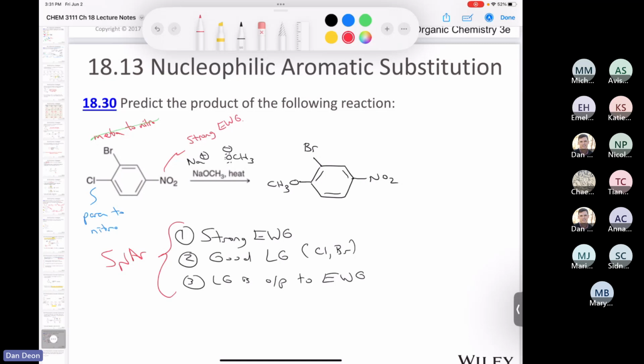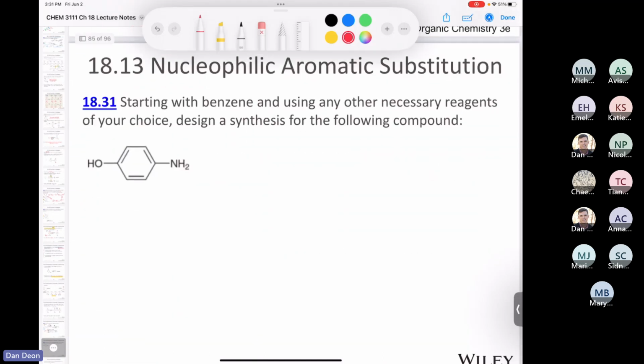All right, let's see if we can apply our SNAr chemistry to a problem here. It says, starting with benzene and any other necessary reagents of your choice, design a synthesis of the following compound. Wow, okay, so let's see here. How would we use SNAr chemistry to make this compound? Well, what I'm thinking is if we have an NH2 group, right, that would come from a nitro, because that's the only way we know how to install an amino group. So if we had this, right, we have NO2 like that, okay.